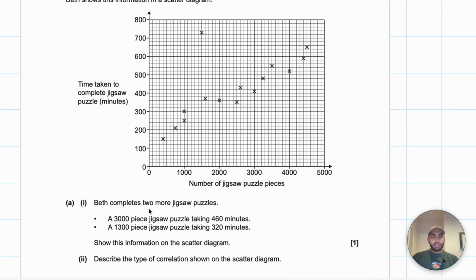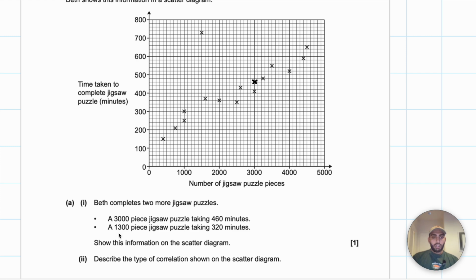Part A. Beth completes 2 more jigsaw puzzles. Show this information on the scatter diagram. The 3,000 piece jigsaw puzzle taking 460 minutes. Start off at 3,000, go up to 400. There's 5 gaps between 400 and 500, so each gap is worth 20. Count down from 500, 480, 460.